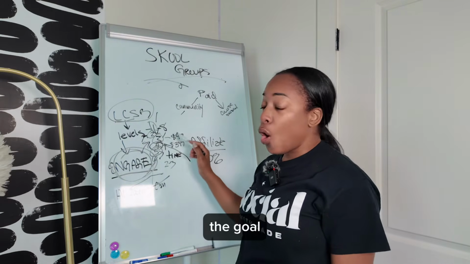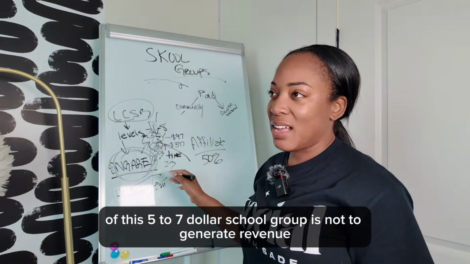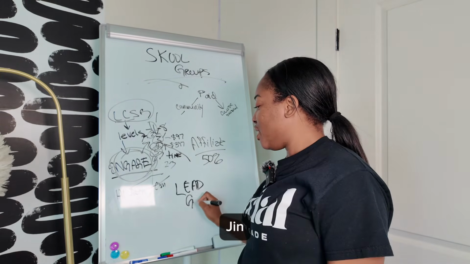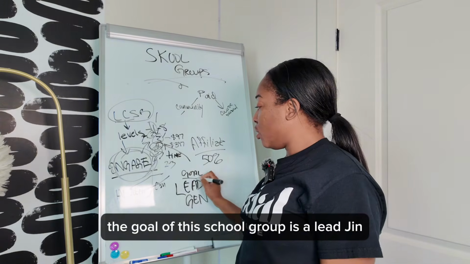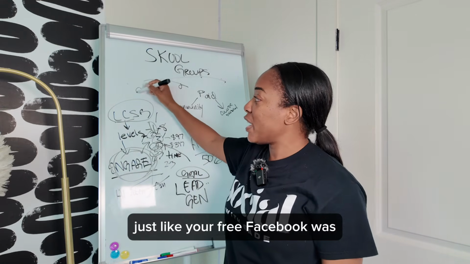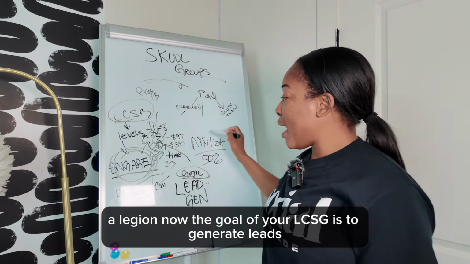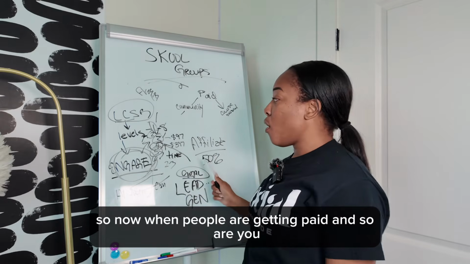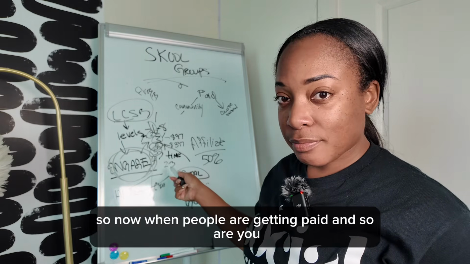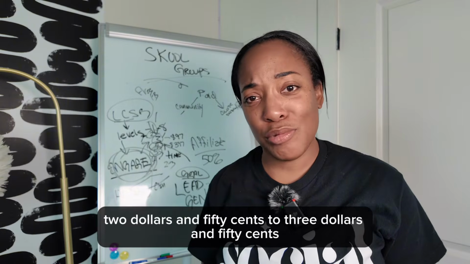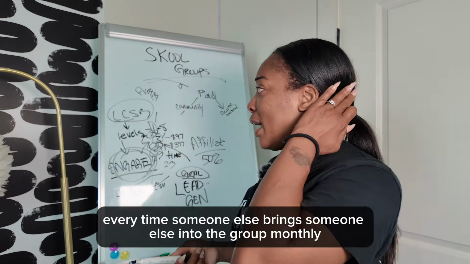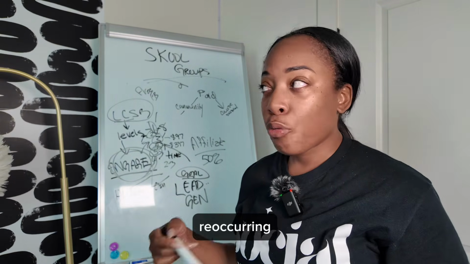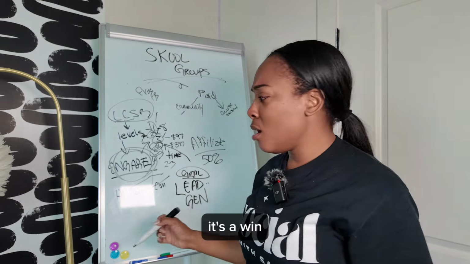Remember, the goal of this $5 to $7 school group is not to generate revenue from the $5 to $7 a month. This is a lead gen. Remember that. The goal of this school group is a lead gen. Just like your free Facebook was a lead gen, now the goal of your LCSG is to generate leads. So now when people are getting paid, and so are you, you're getting paid $2.50 to $3.50 every time someone else brings someone else into the group, monthly, reoccurring, it's a win-win.